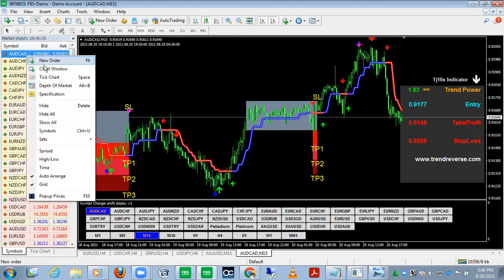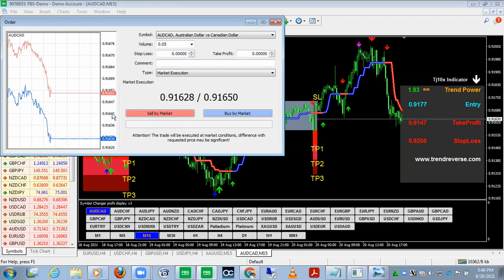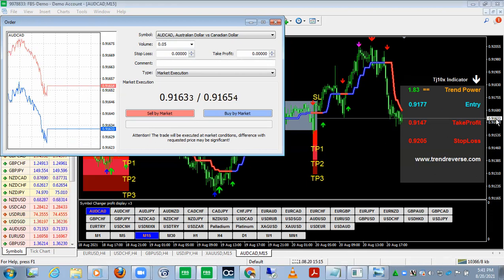I right click here and click new order. Now look at this: 0.91633. That is the current price. You will see that 0.91633 is somewhere here. That means if you are buying or selling, brokers will make their money from whatever position you are taking, and it will start from that position. Do you understand now?